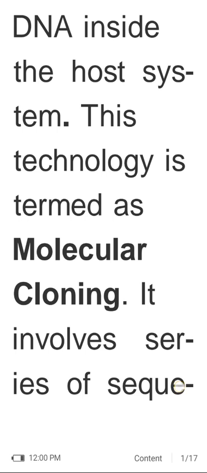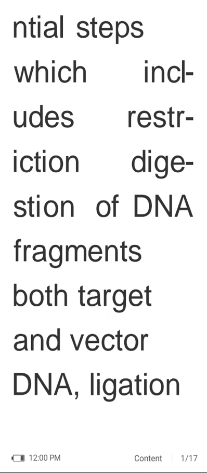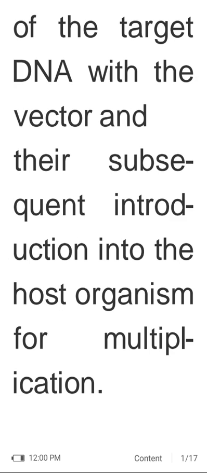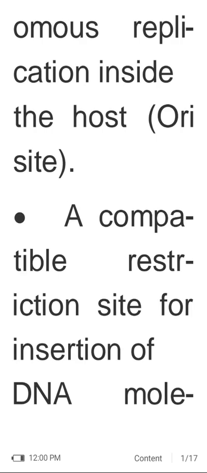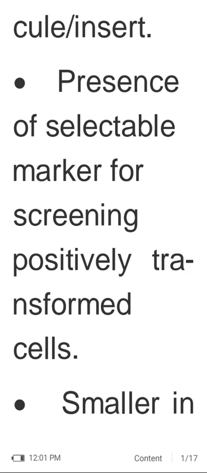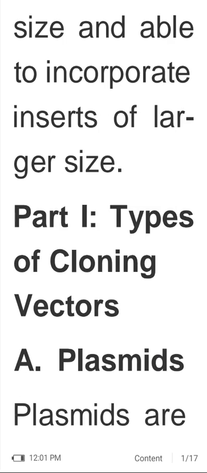It involves a series of sequential steps, which include restriction digestion of DNA fragments, both target and vector DNA, ligation of the target DNA with the vector, and their subsequent introduction into the host organism for multiplication. In general, vectors should possess some key features necessary for their function: capable of autonomous replication inside the host, a compatible restriction site for insertion of the DNA molecule or insert, presence of a selectable marker for screening positively transformed cells, and smaller in size yet able to incorporate inserts of larger size.